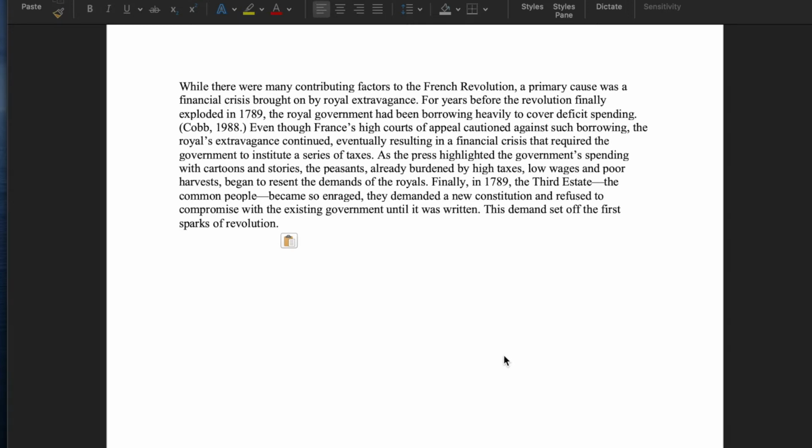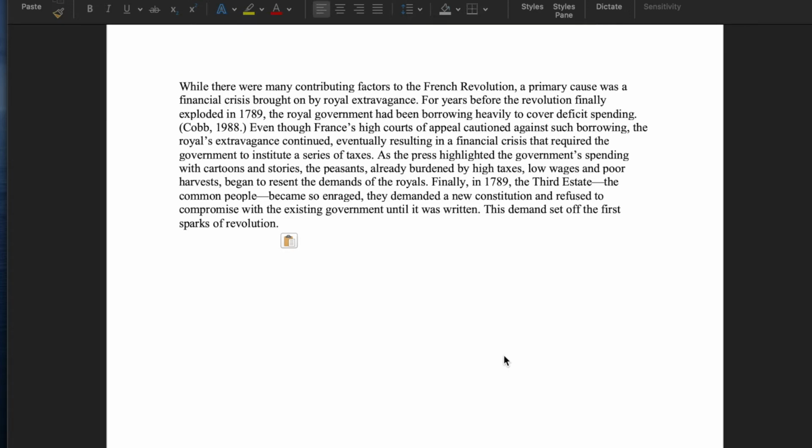So cause and effect paragraphs explain why the action of one thing, or the cause, produces a result, or the effect. In this example, we're talking about the causes of the French Revolution. While there are many contributing factors to the French Revolution, a primary cause was the financial crisis brought on by royal extravagance. For years before the revolution finally exploded in 1789, the royal government had been borrowing heavily to cover deficit spending. Cobb, 1988.